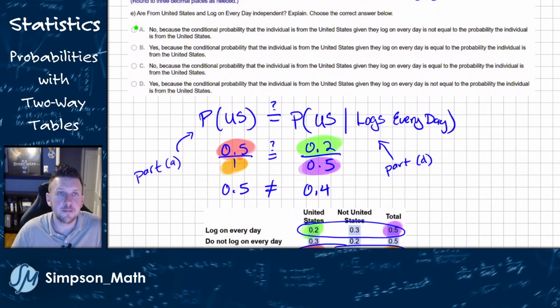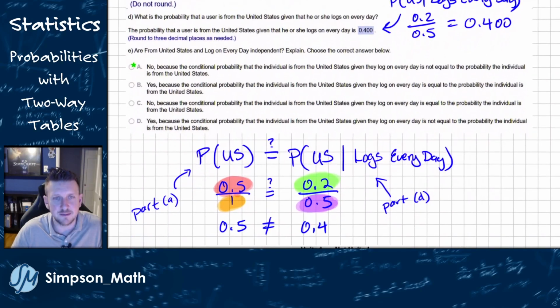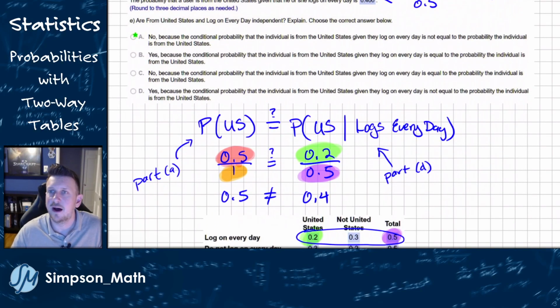All right. So there's just some quick examples about the two-way table probabilities culminating in this independence. So hope seeing these further examples help.